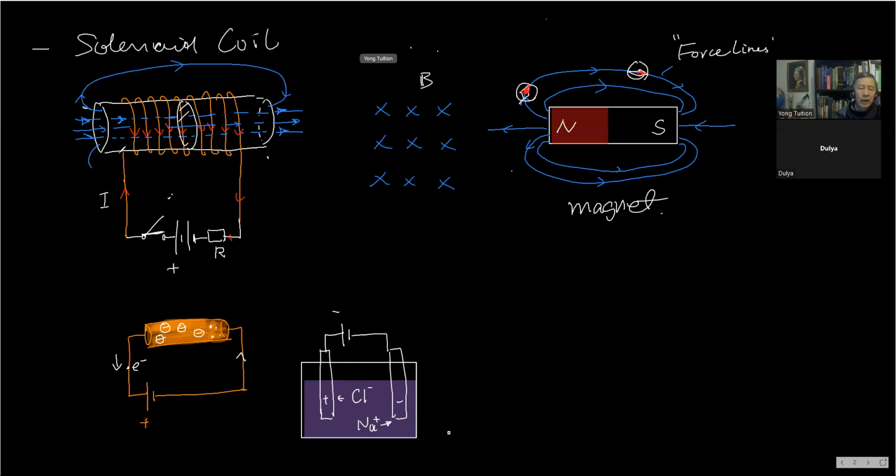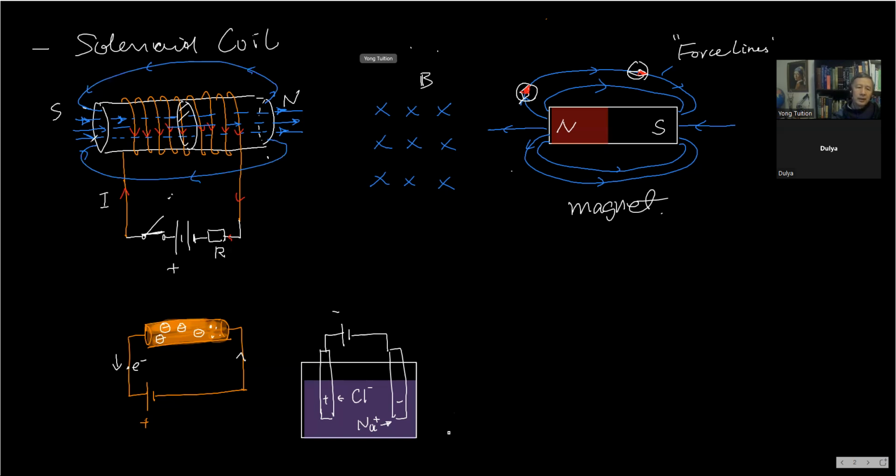Oh, hang on, my direction is wrong. Sorry. It should be like this, from north to south. Isn't the North Pole the positively charged pole? No, in this case, the North Pole will be here, and this will be the south, because the magnetic force lines end at the South Pole.